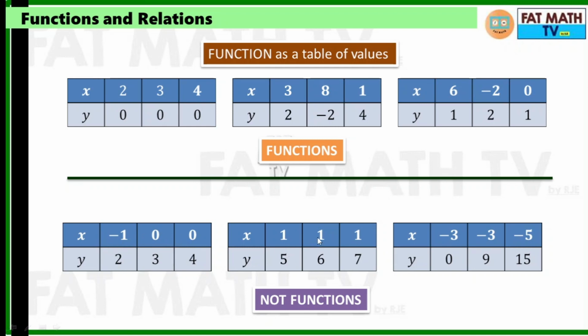Here, 1 is paired to 5. It's also paired to 6. It's also paired to 7. So this is also not a function. And here, we have negative 3 paired to 0 and negative 3 paired to 9. So negative 3 has two pairs, so this is not a function also. To check if a table of values constitutes a function, you have to check if the x values only have one pair.